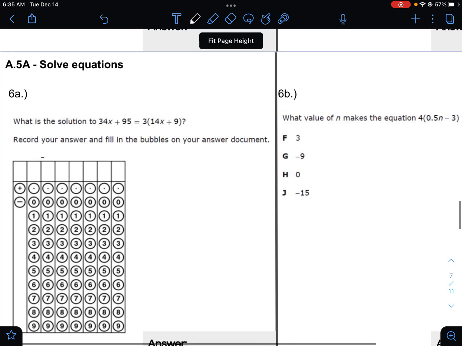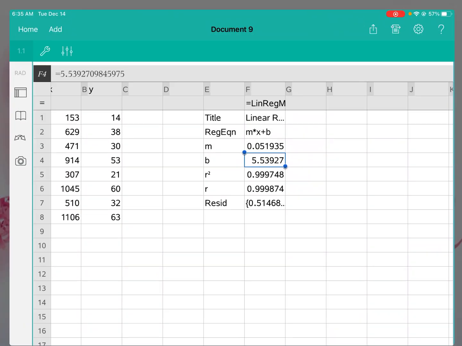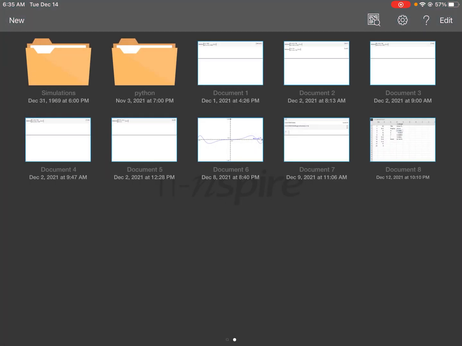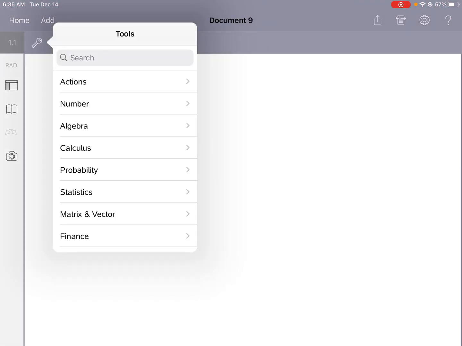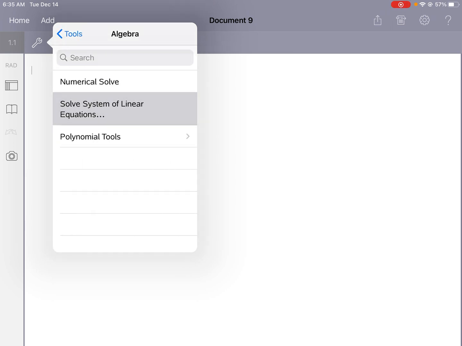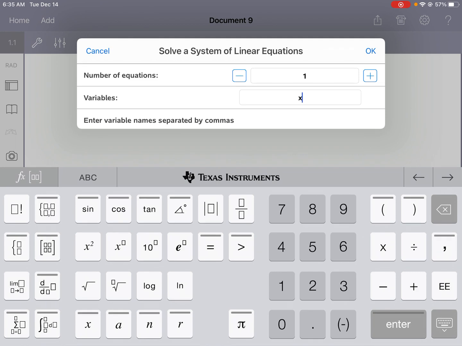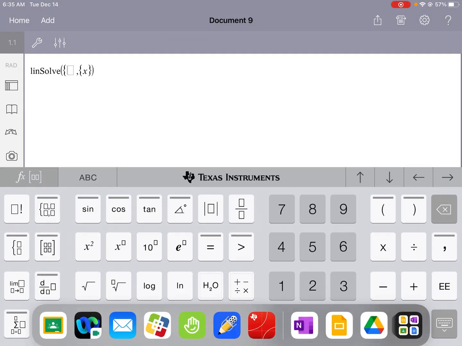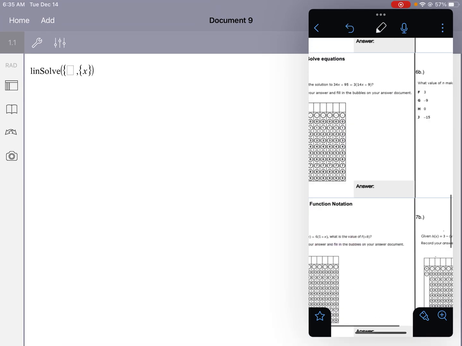Okay, next one, what is the solution to this? So this is where we can go to our calculator. I'm going to go to my calculator, get a new document, and go to calculator. I'm going to go to menu 3-2, but I only had one equation, so I changed it to 1. My variable was x, so I can go there. I'm going to put my notes on top so I can see what the question was.